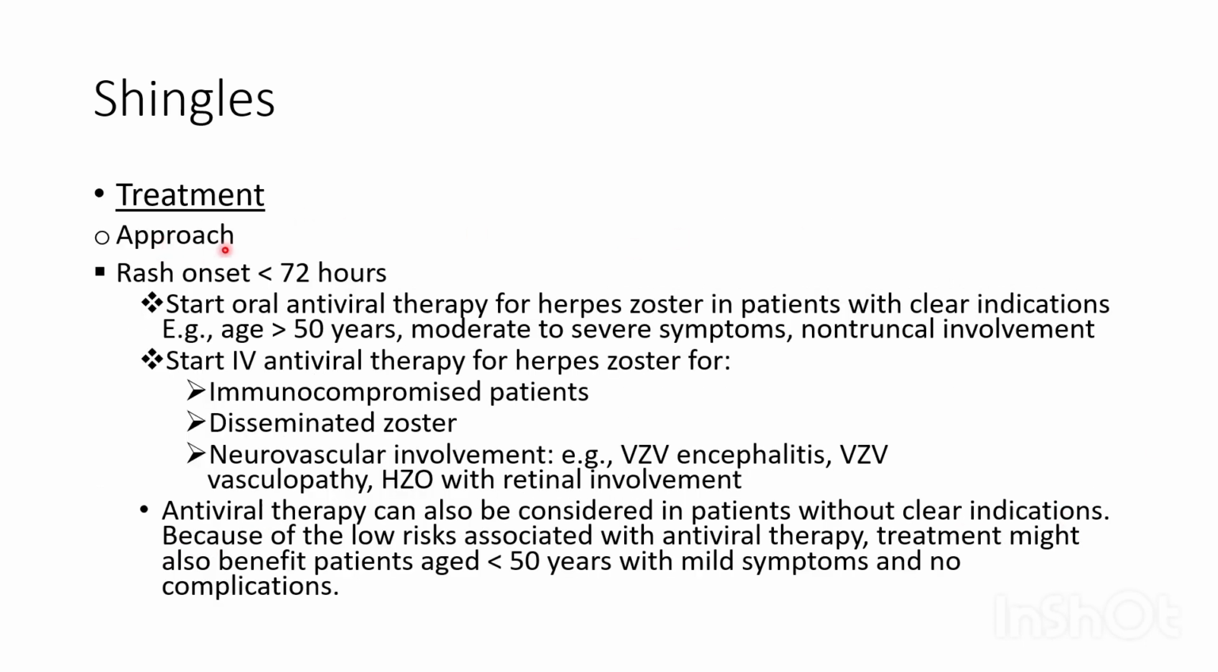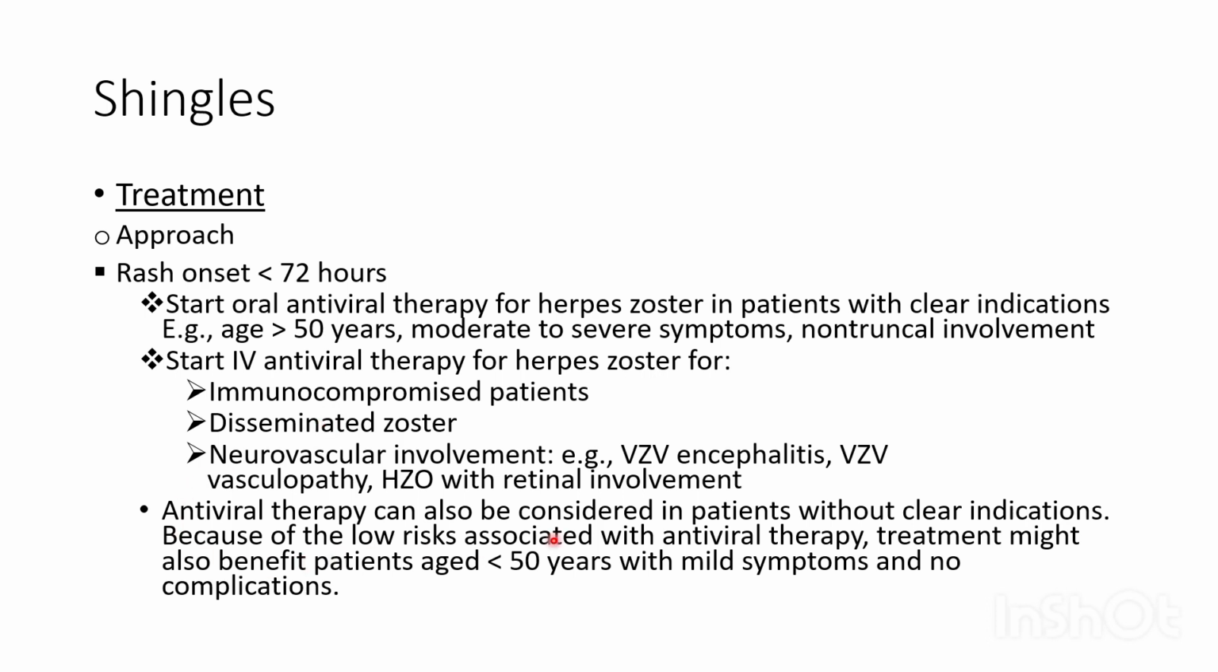Treatment approach: rash onset less than 72 hours. Start oral antiviral therapy for herpes zoster in patients with clear indications, for example age greater than 50 years, moderate to severe symptoms, non-truncal involvement. Start IV antiviral therapy for herpes zoster for immunocompromised patients, disseminated zoster, neurovascular involvement, for example varicella zoster virus encephalitis, varicella zoster virus vasculopathy, herpes zoster ophthalmicus with retinal involvement. These three are the indications for IV antiviral therapy.